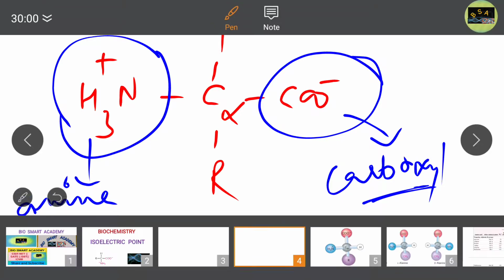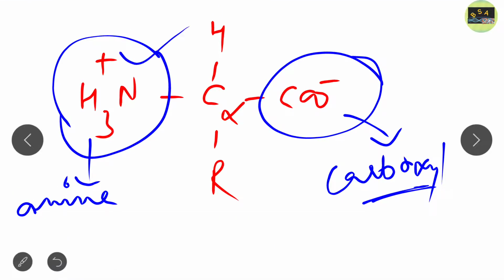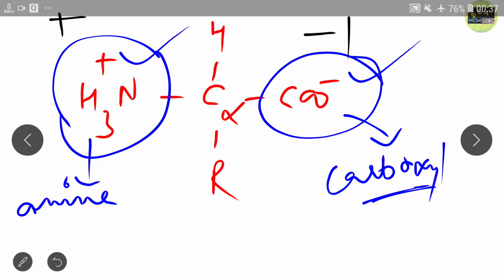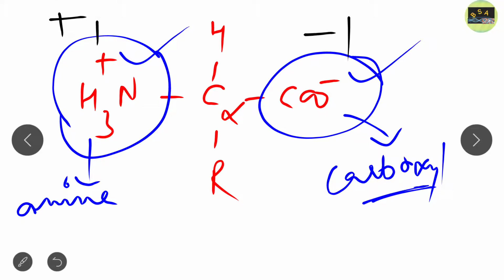It means this molecule contains both positive and negative charge, and if we calculate the charge, then what happens? This is -1, this is +1. Clear? So the overall charge becomes what? +1 minus 1, that is 0. So this is a molecule at the isoelectric point.